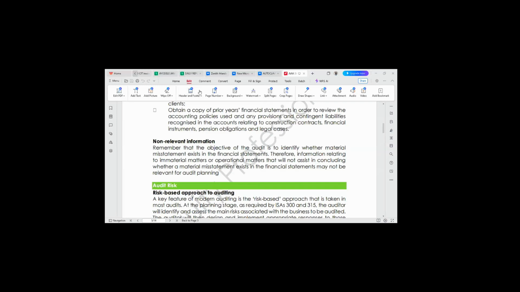So what will be my non-relevant information is the fact that there is information that will not be required for that particular engagement, but for subsequent services you are going to render to the client. For instance, you are doing due diligence for the client. Some of the information you have gathered during the audit can become very useful.